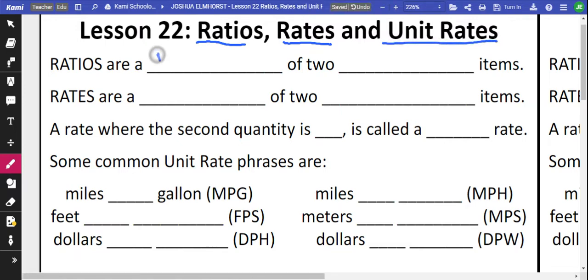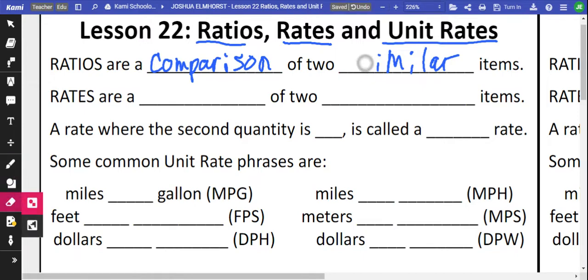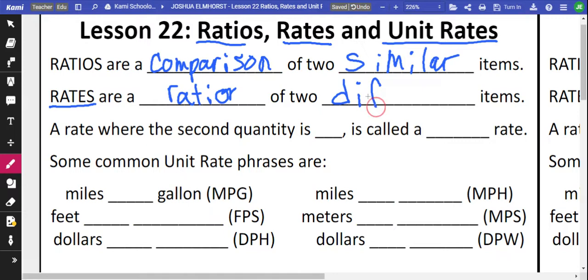So ratios are going to be a comparison of two similar or like items. Let me fix that. And rates are a special type of ratio. Rates are going to be a ratio that compares different items, two different items.